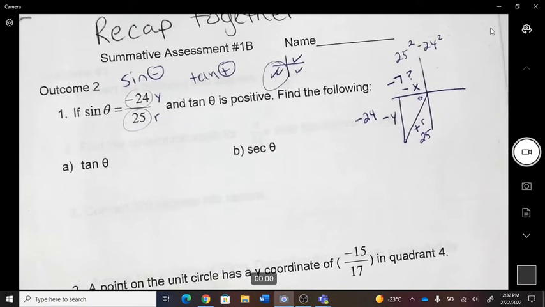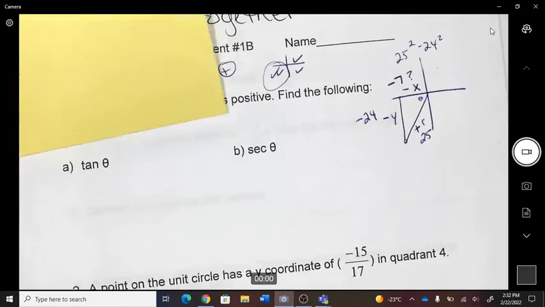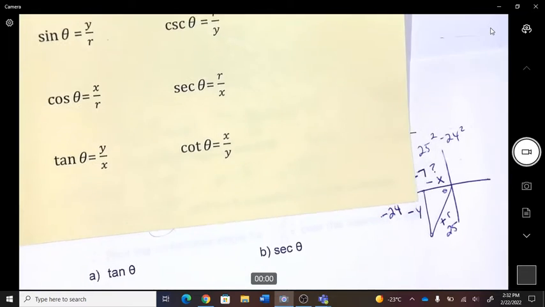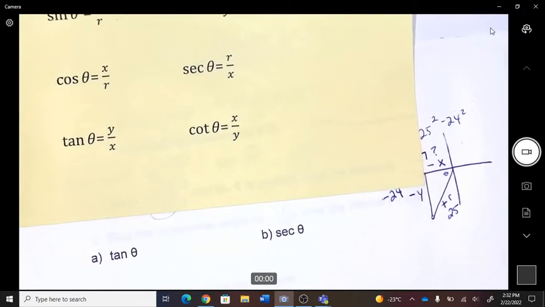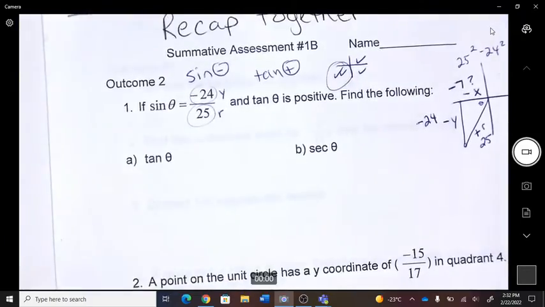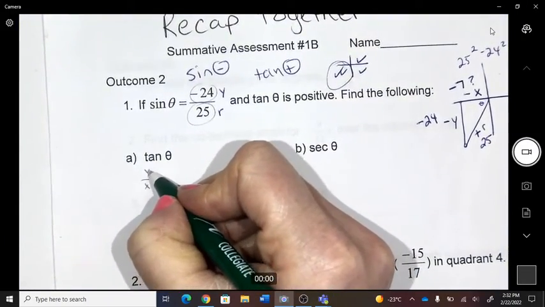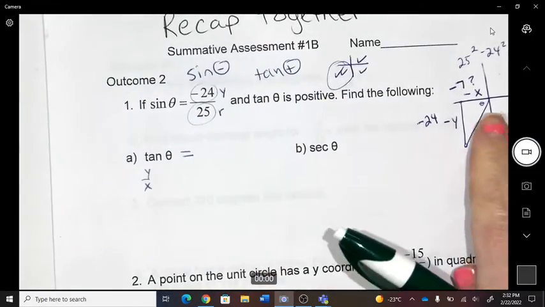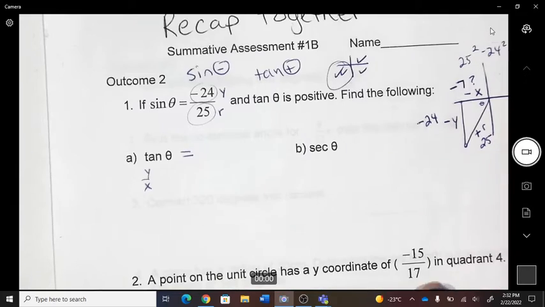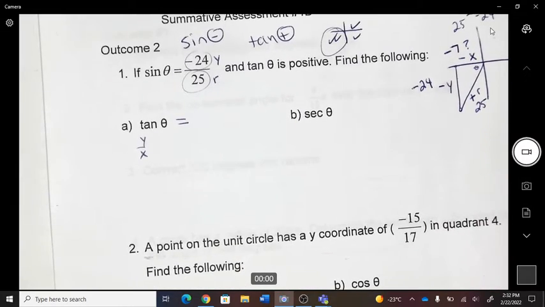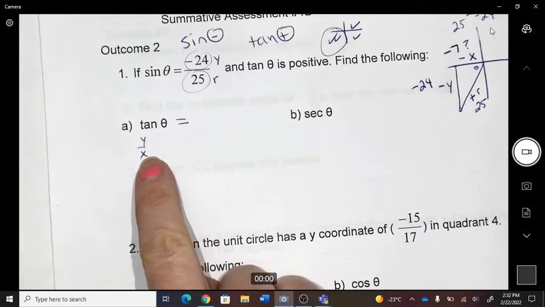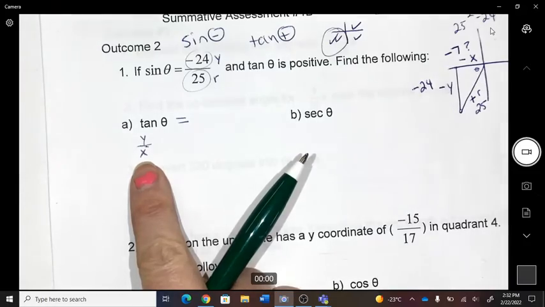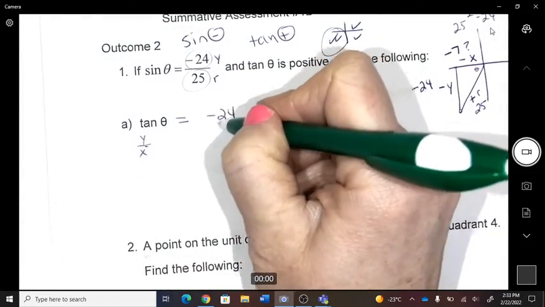Okay, now we're ready to answer the questions. So, tan. For tan, I need a y over an x. Y over x. Sorry, which part am I looking at? Never mind. Tan is the y over x. I thought we were doing it for that one. Oh, I'm not ready for that one. I'll do that one next. Yeah. So I'm going to write this as negative 24 over negative 7.